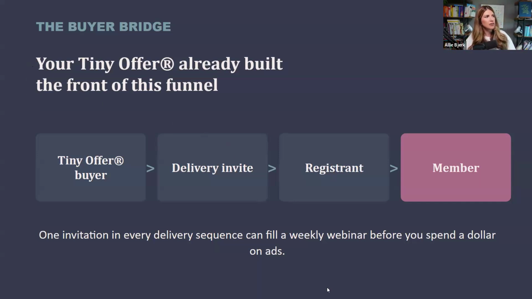So if you have a tiny offer, this is what the cadence looks like, where they would get their tiny offer or access to their tiny offer. And then within that email sequence, it's like, hey, welcome, you bought this XYZ product. And if you want to learn more about how to put it all together, come watch this training and I'll break it all down for you, or I'll give you a behind the scenes of your next steps after buying this tiny offer. And then they can register and then hopefully they'll become a member.